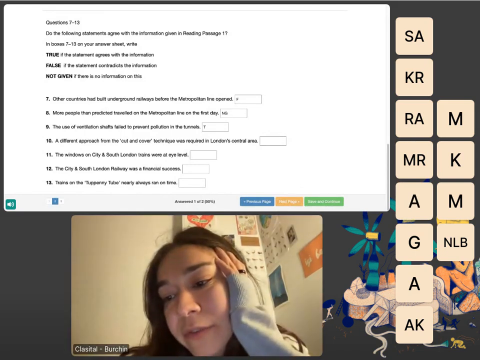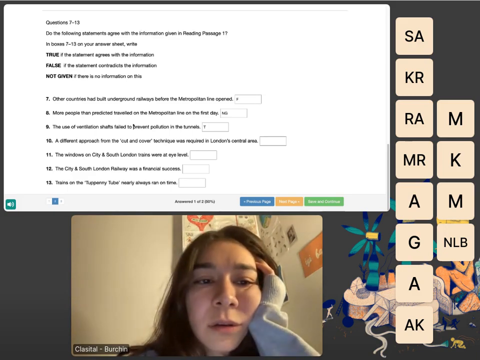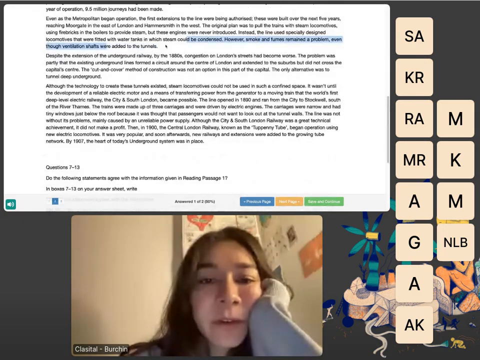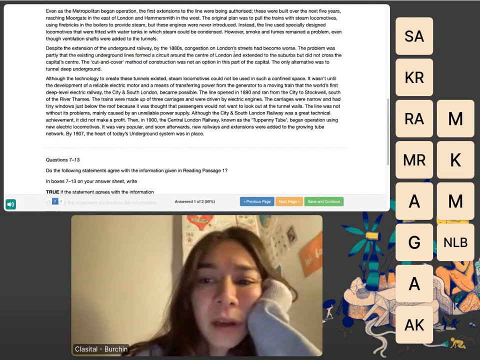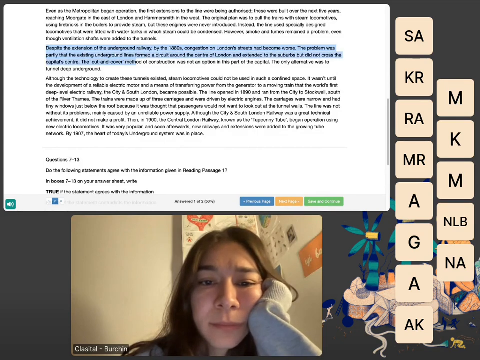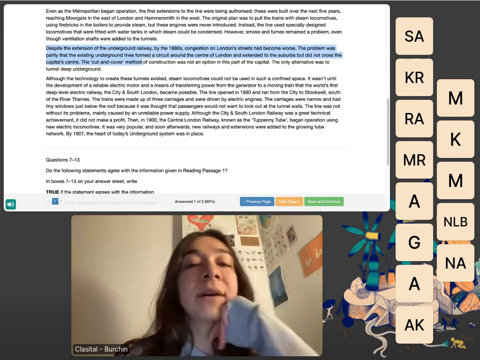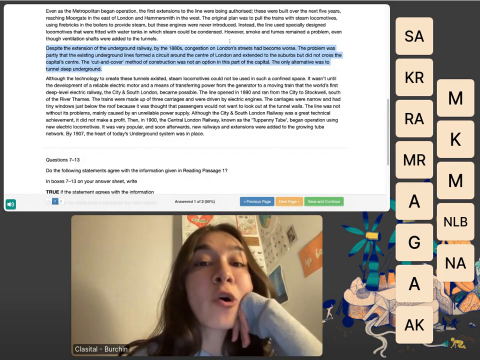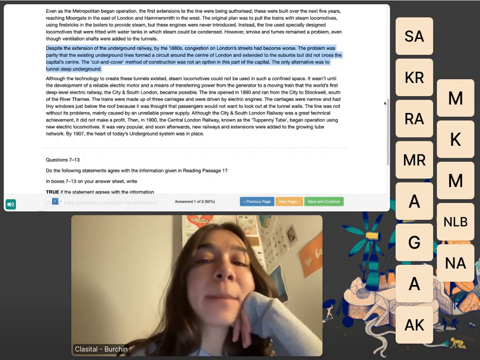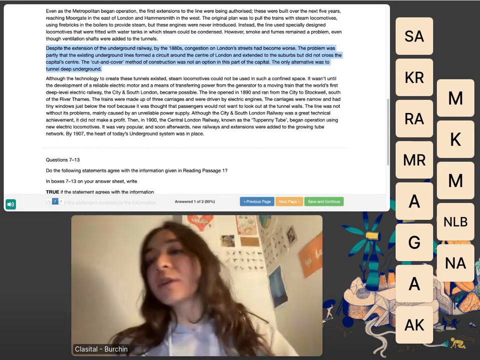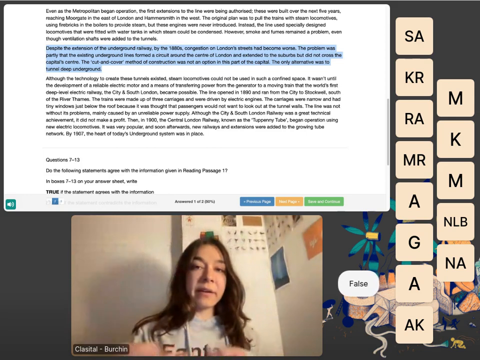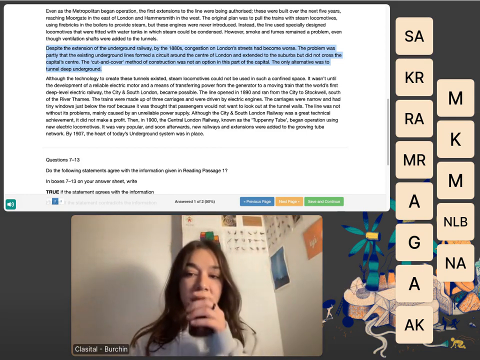See the paragraph in which cut and cover is written in inverted commas. Let's see. Where were we? We are here. Let's continue from here. Here, cut and cover. Despite the extension, congestion, the problem did not cross the capital center. The cut and cover method of construction was not an option in this part of the capital. The only alternative was to tunnel deep underground. So, my dear students, what is my answer?